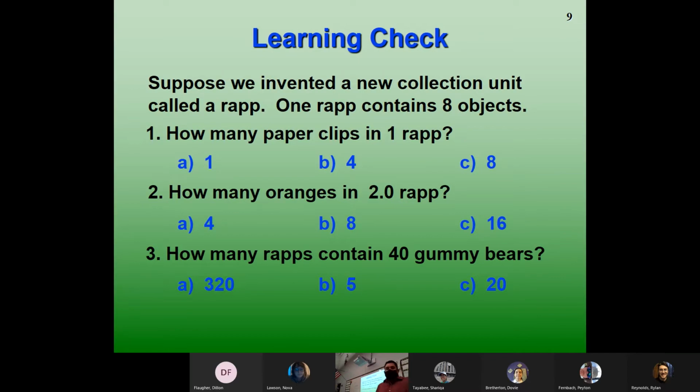Let's say we invented a new collection, a new measurement called a rack.